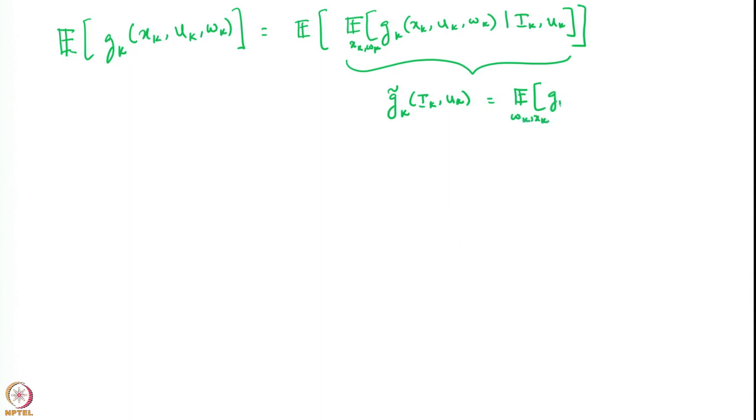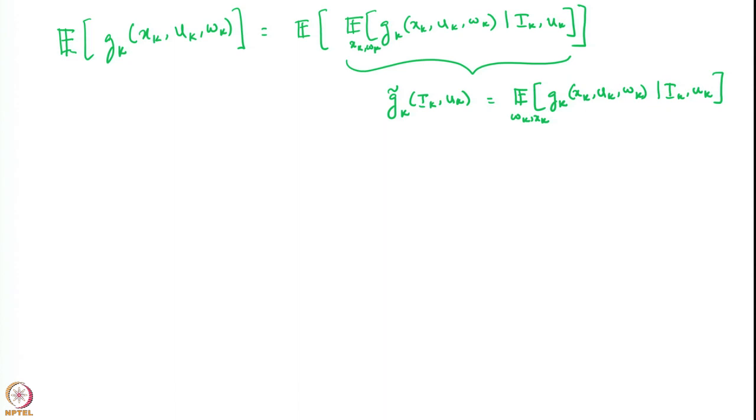W_k, x_k, u_k, given I_k, u_k. This is the function g tilde k.